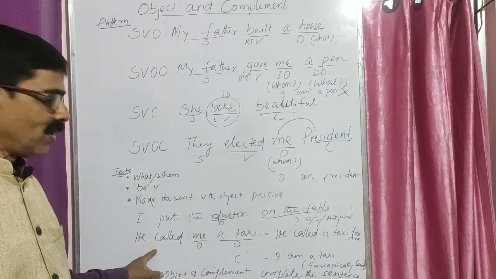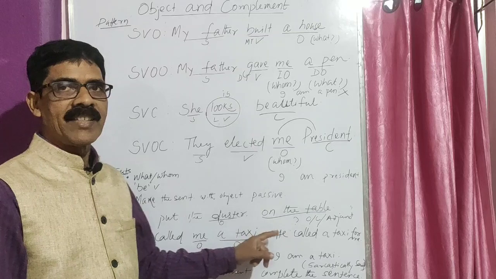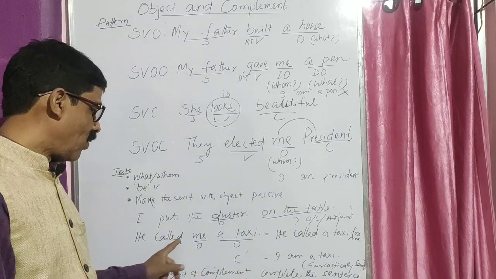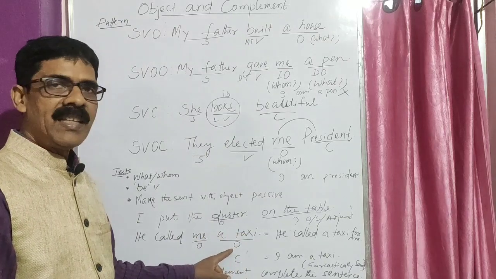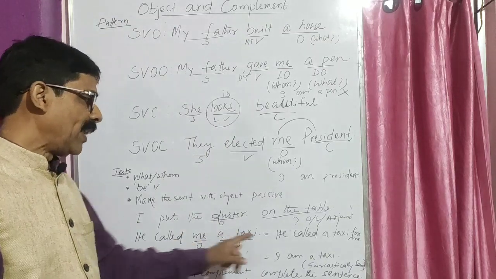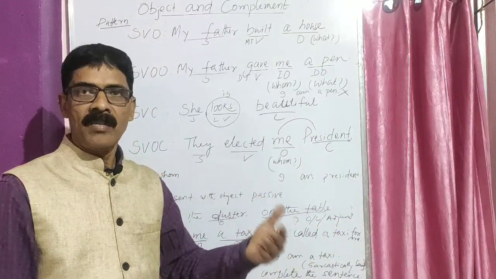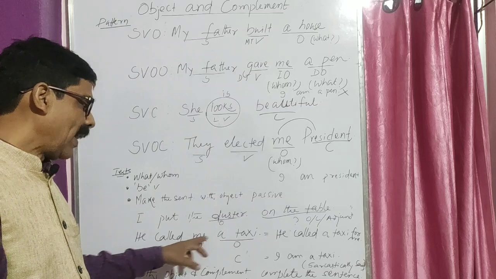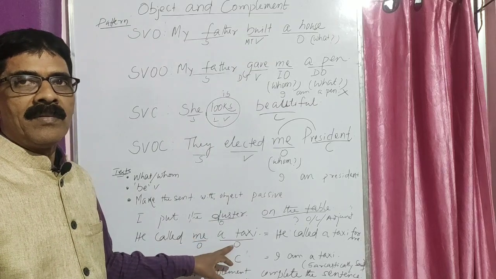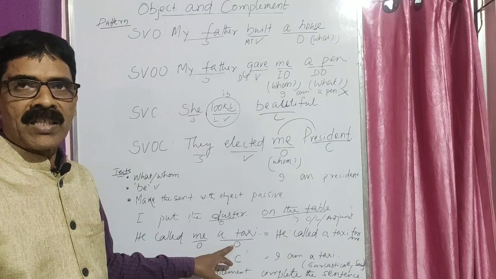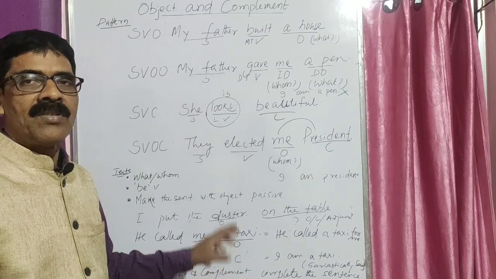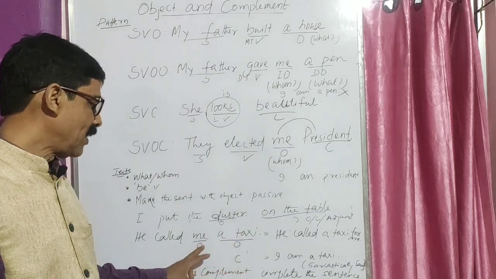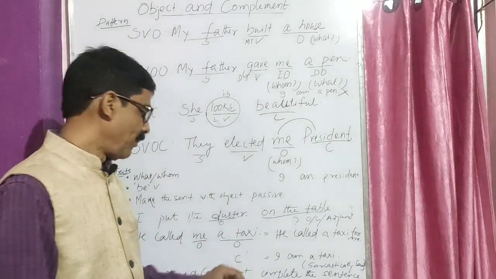Now another interesting one. He called me a taxi. If we say he called me a taxi and a taxi is an object, then the meaning will be he called a taxi for me. Now you see whom and what. Both the questions asked have some answers. What means a taxi? Whom means me. He called me a taxi.